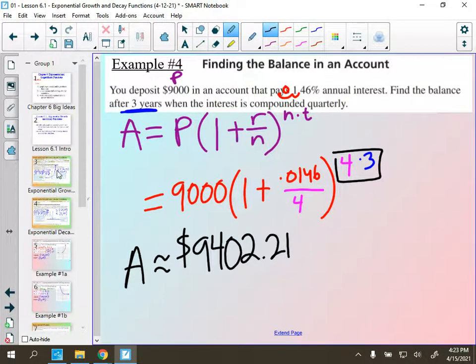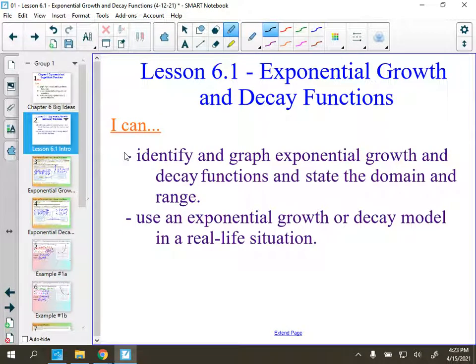All right, there we go. There's lesson 6.1. We did it all. We graphed. Seems like forever ago, doesn't it? We graphed those and did the domain and range, growth and decay. And then the second half of the lesson was looking at these real life situations with growth or decay models. Compound interest factored into a specific type of growth model. So that's it. We'll call 6.1 done. I'll see you in future lessons.